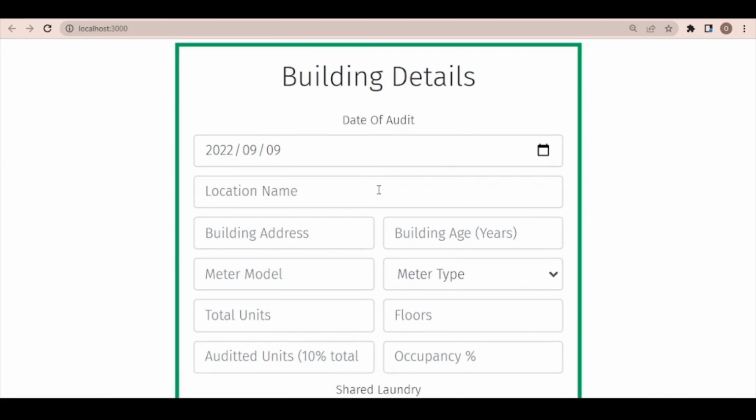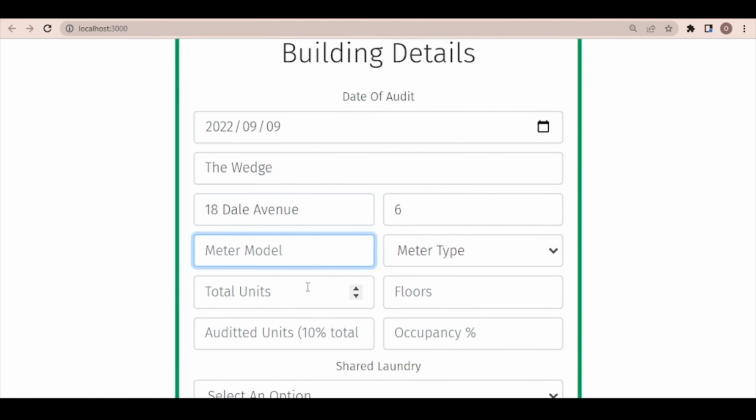For the building details step, you can select the date that the audit was completed, the name of the property's location, its address, and age. Moving on to the meter model and meter type, they are non-compulsory fields but are nice to have. Positive displacement and turbine flow meters are the most commonly used meter types.